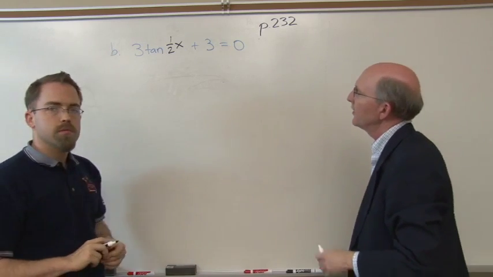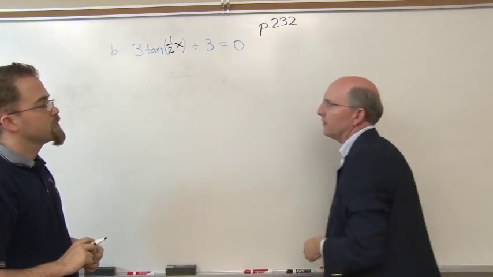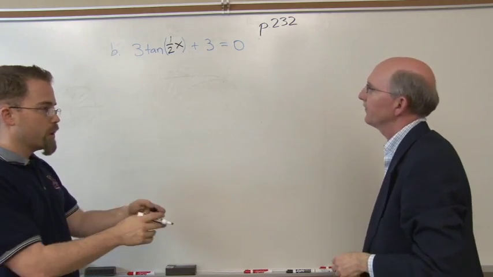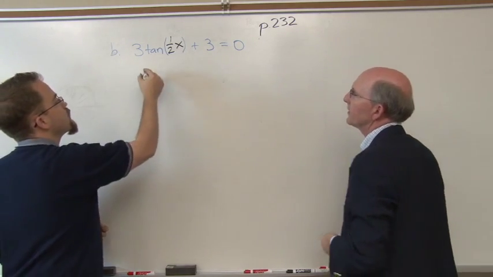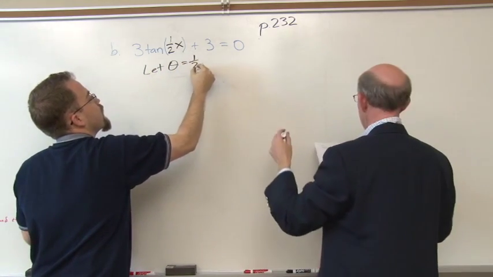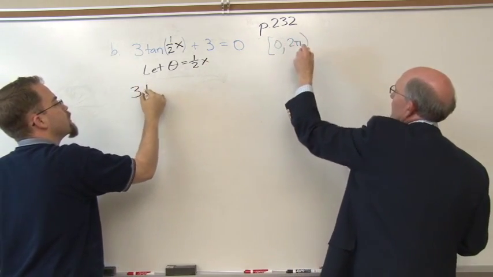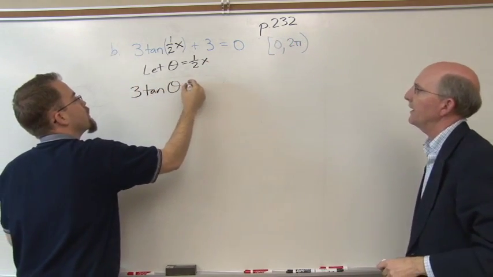But again, remember, you can think of it just as a single angle. You can group it together in your mind as an angle theta. You want to call that theta? Let's do theta. I think the students are happy with that. Let theta equal 1/2 x. All right. Again, our range I'll put over here. We're looking between 0 and 2 pi.